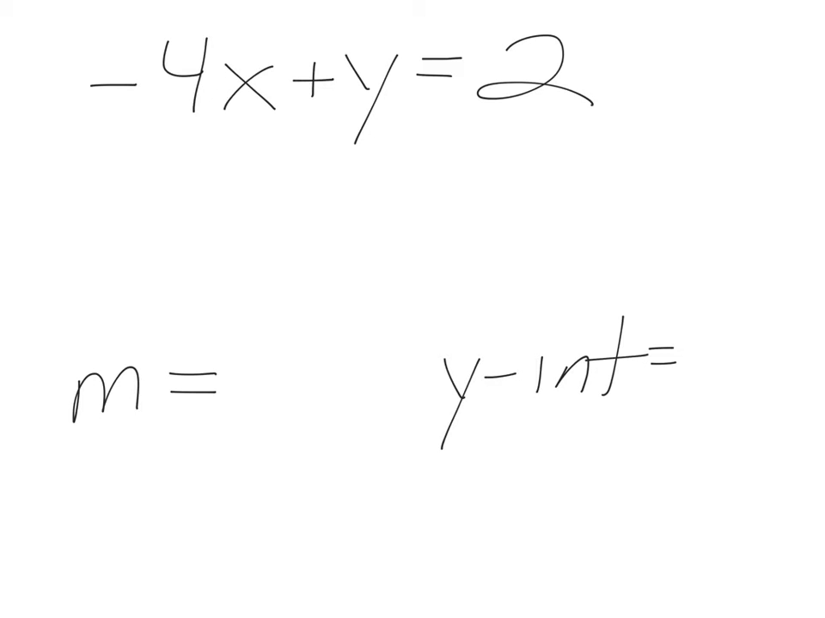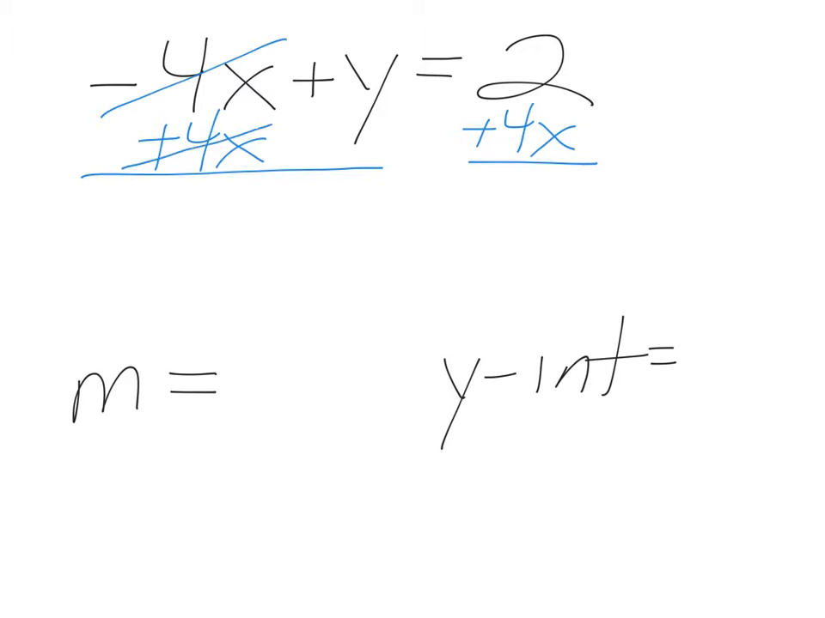Add 4x to both sides. So if I add 4x to both sides, the -4x and the 4x cancel out. I'm left with y equals.